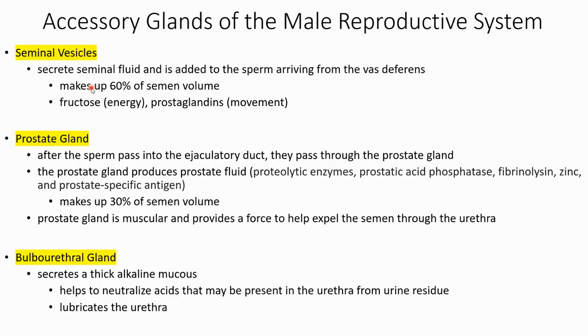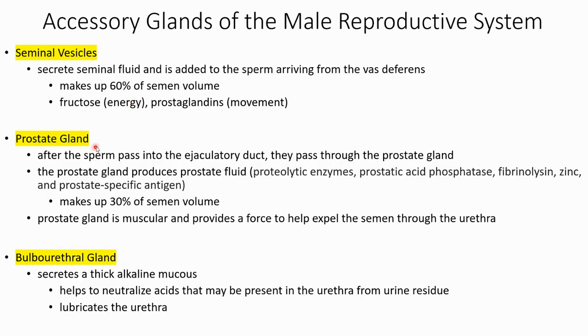So again, the accessory glands of the male reproductive system. We mentioned previously that the seminal vesicles, you're going to have a right and a left one. They're going to secrete seminal fluid, which is going to be added to the sperm arriving from the vas deferens. So the seminal vesicles are kind of dumping into that vas deferens and supplying fluid there. And this is going to make up 60% of the semen volume.